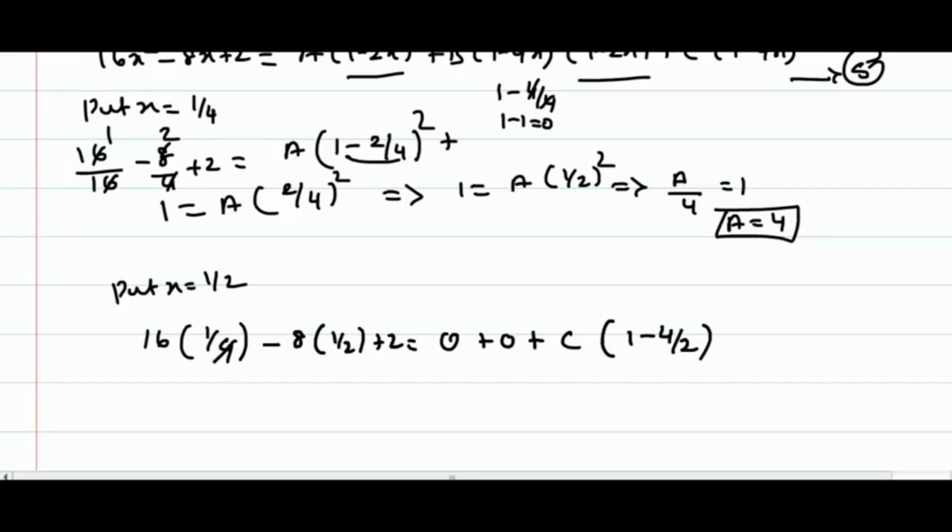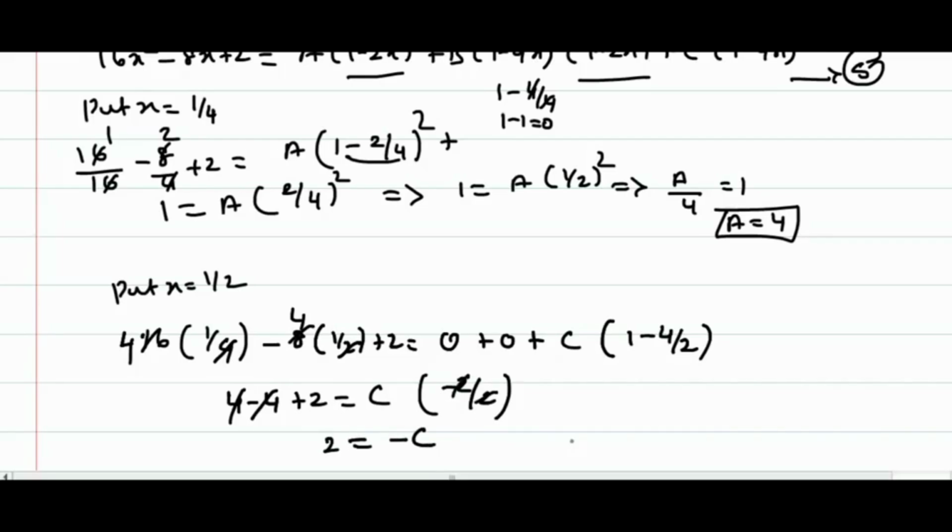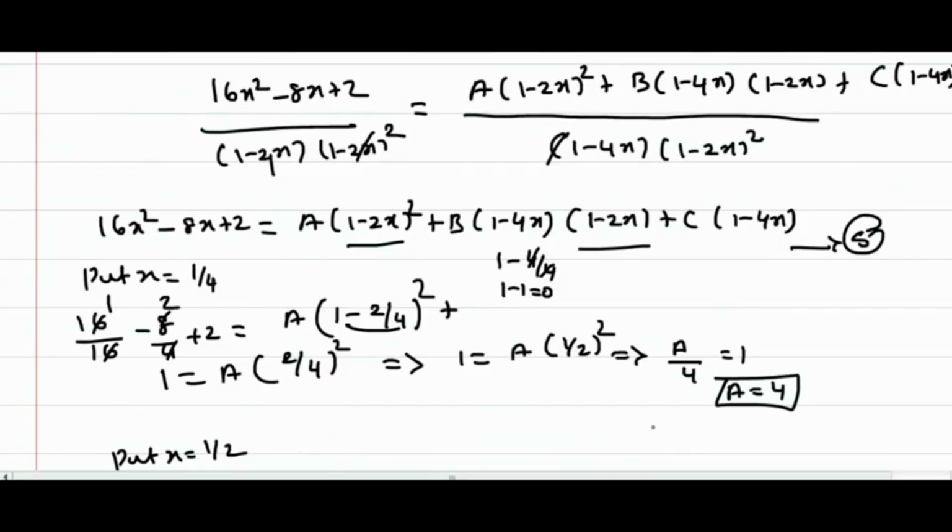Okay, so here 4 and 16 are getting cancelled. We get 4. Here 2 into 4 is 2. Okay, so 4 plus 2 equal to c into, if we take LCM, (2 minus 4), we get minus 2 by 2. Okay, so we get only 2 minus c. 2 are cancelled. So therefore c equal to minus 1. Okay, so now using a and c value, we are going to find b value.